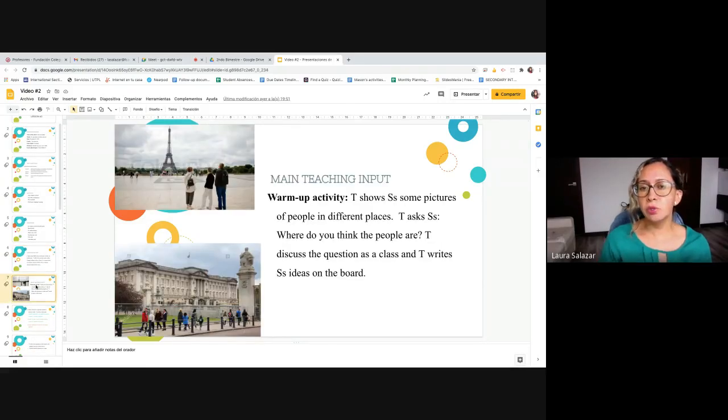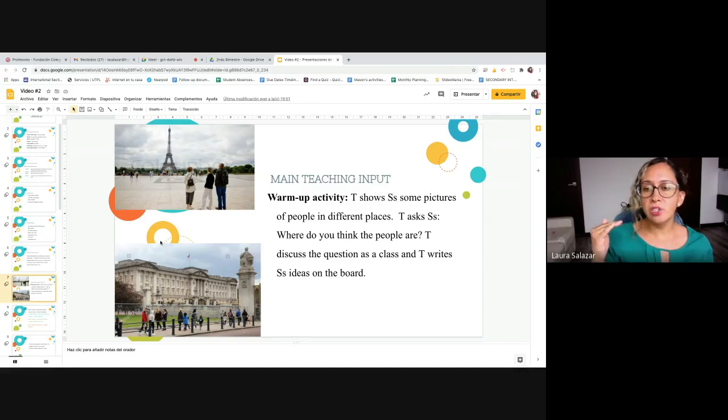For the main teaching input, in the warm-up activity, the teacher will show students some pictures of people in different places. You can see here some of the pictures that the teacher will use. So here is one picture of the Eiffel Tower, and here is Buckingham Palace. The teacher asks students, where do you think the people are? The teacher discusses the questions as a class and writes students' ideas on the board.